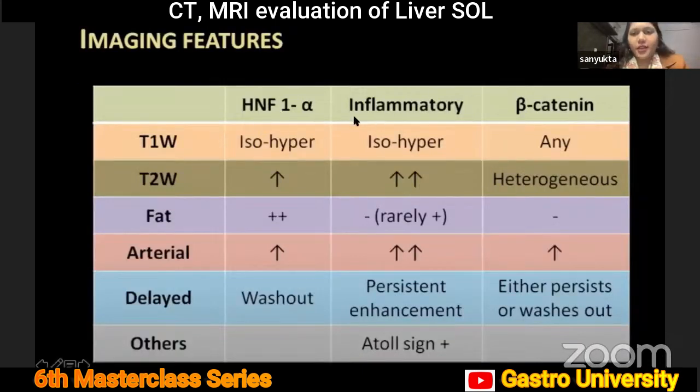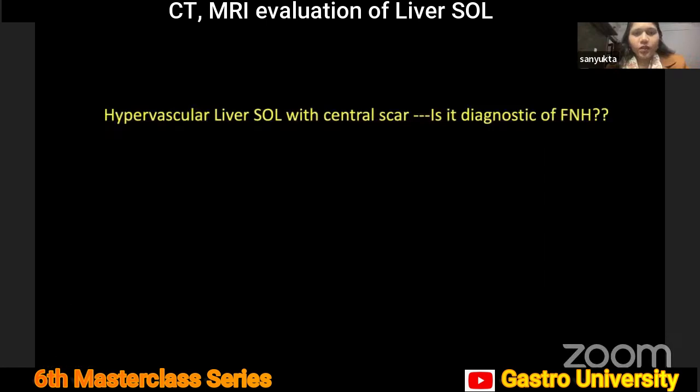These are the three main types pathologically, and there are slight characteristics on imaging also, which can even differentiate between these. But I think the time does not permit me to show more of these. So we'll stick to the next entity: hypervascular liver SOL with the central scar. We just saw a lesion with that. That was FNH. So is it diagnostic? Does FNH have hypervascularity and a central scar?